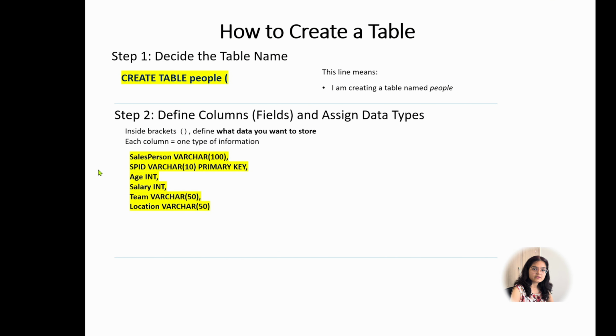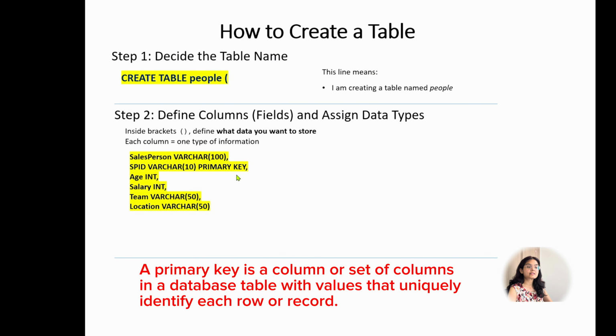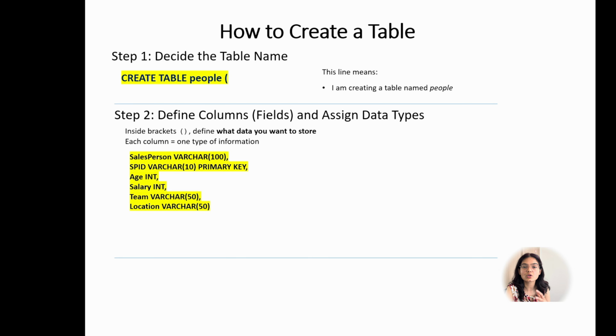Then you have SPID. There will be an ID because names can be repeating, but that ID will be unique to everyone in the organization. So your ID is going to play a very important role. That's why I've written SPID varchar. The maximum characters this ID should have is 10. And then you have given this primary key, which shows that this SPID is going to be unique. Your name cannot be unique, people's age cannot be unique, their salary cannot be unique, but you should have a column which is absolutely unique and does not repeat. In our case, that is our SPID. And that's why we have written primary key.